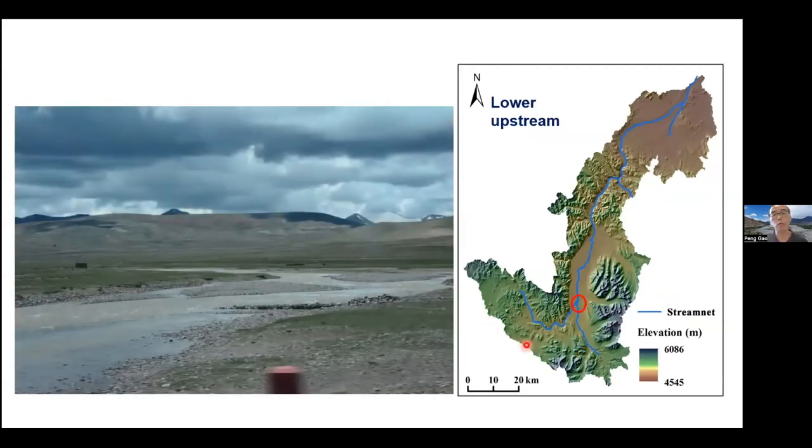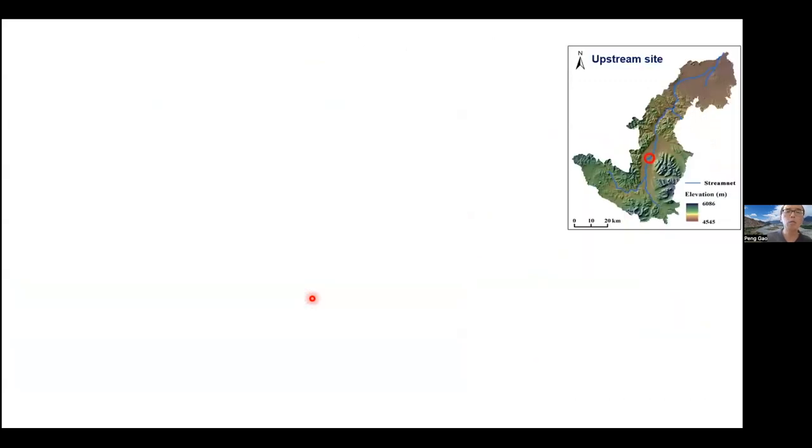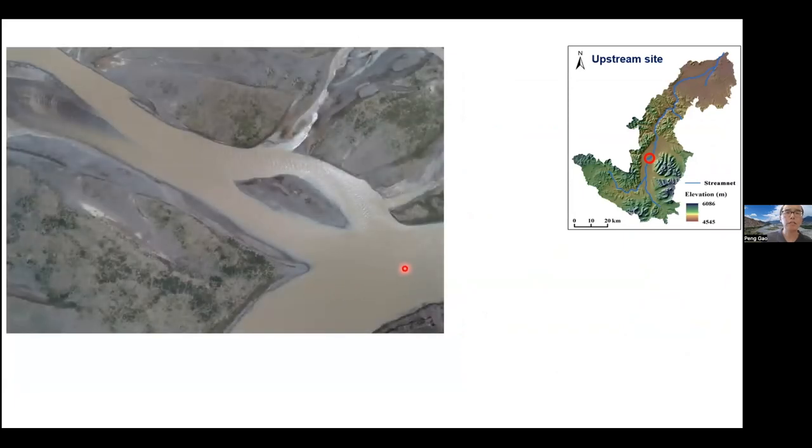Okay, when we move from this source area downstream a little bit, as you can see from here, we begin to see the formation of the braided system, but here it's still very small, not very mature because the contributing area is not big enough here.